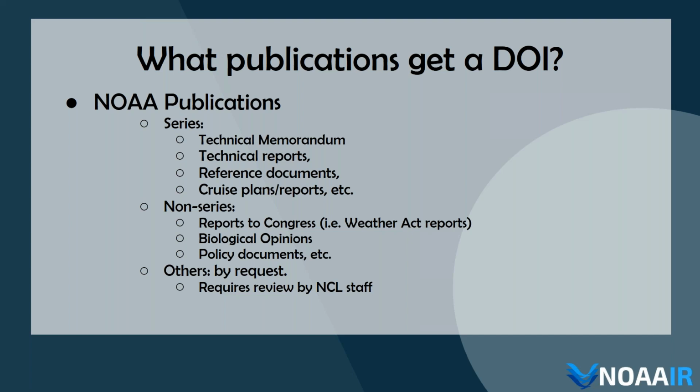So the NOAA publications that are eligible for a DOI, most notably, are our series publications: technical memoranda, technical reports, reference documents, cruise plans, cruise reports, any administrative reports, any of those formalized series that we have. We also can assign DOIs to non-series items, such as reports to Congress. So we have a whole collection of Weather Act reports. All of those have DOIs.